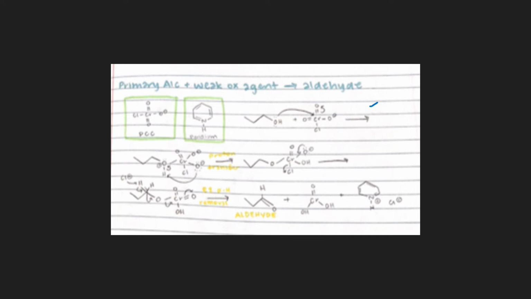Just to reiterate what that's going to look like, a primary alcohol. There we go. This means that there are going to be 2 beta hydrogens on here, versus a secondary alcohol, which is going to have only 1 beta hydrogen on it.